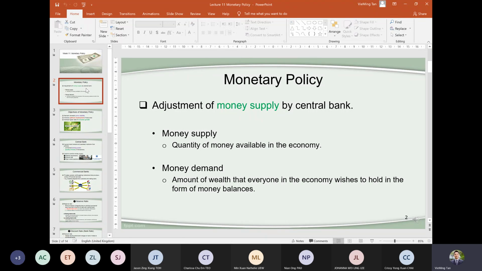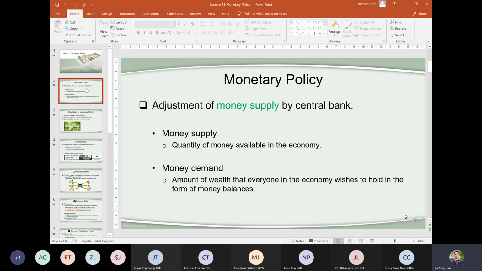Monetary policy is the policy used by government to adjust the money supply through the central bank. The central bank is Bank Negara. The central bank has the right to control the money supply in an economy. Money supply refers to the quantity of money available in the economy. The decision on how much money has to be available in the market depends on the central bank.